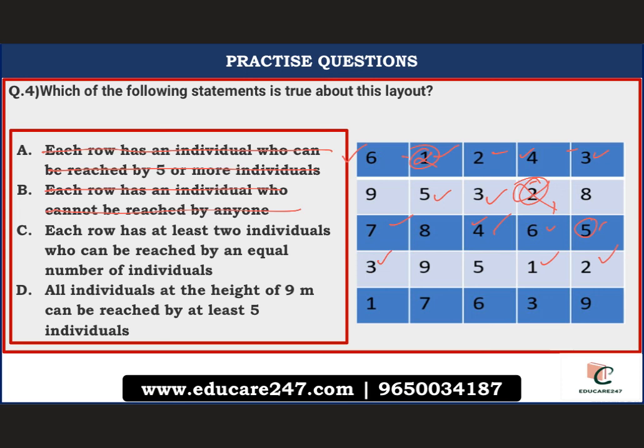We just need to prove this false. So suppose this is the 9 meter individual with the height of 9 meters. He can be reached by this 5. Alright, he can be reached by this 7. He cannot be reached by this 3 because this 5 is greater in height than 3. So he can be reached only by this 6 also. So 1, 2 and 3. Only 3 individuals, not 5. Alright, hence this option is eliminated. Hence the correct answer is option number C straight away. You do not need to verify it.